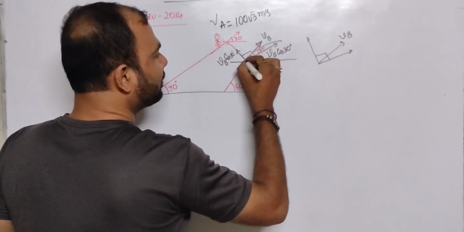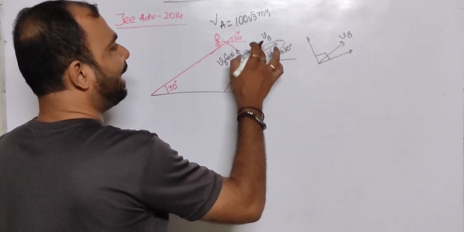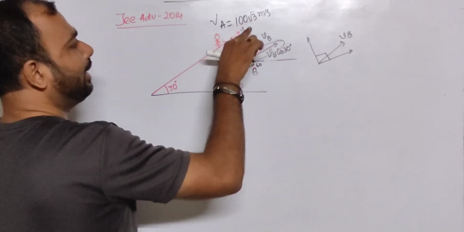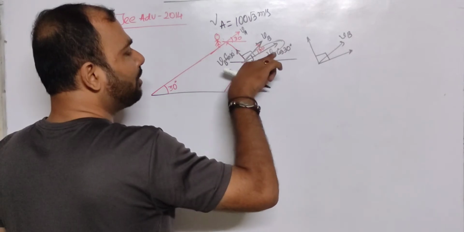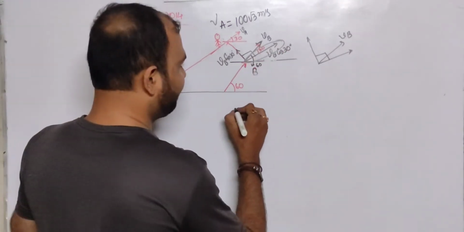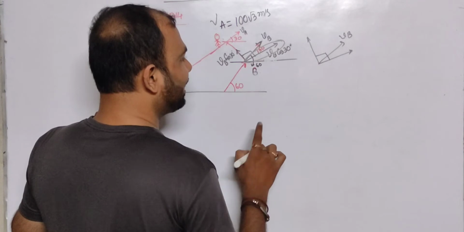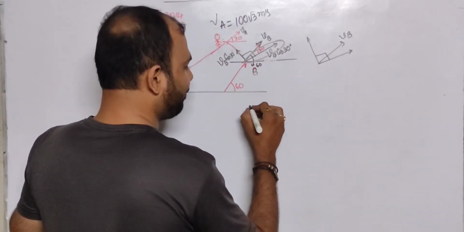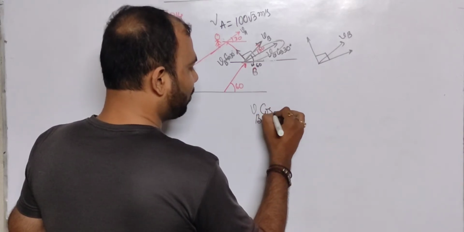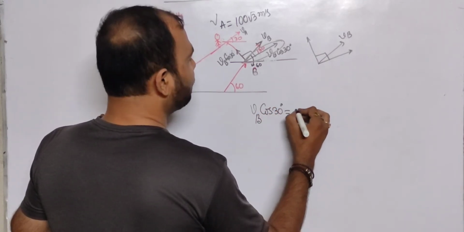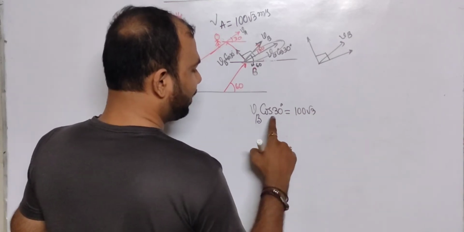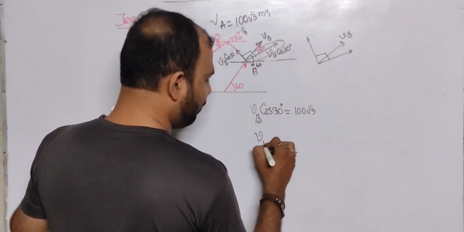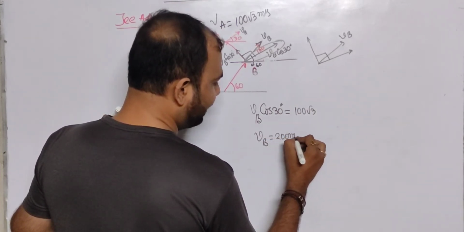This component is parallel to this, and the velocity of A will be equal to VB cos 30 degree, because they have similar direction and they are parallel. If two vectors are parallel, the magnitude will be the same. So VB cos 30 degree equals 100 root 3. Cos 30 degree is root 3 by 2, root 3 gets cancelled, so VB equals 200 meter per second.